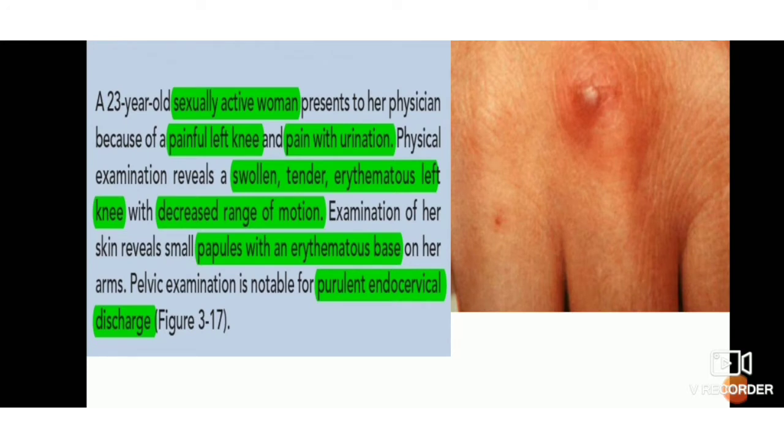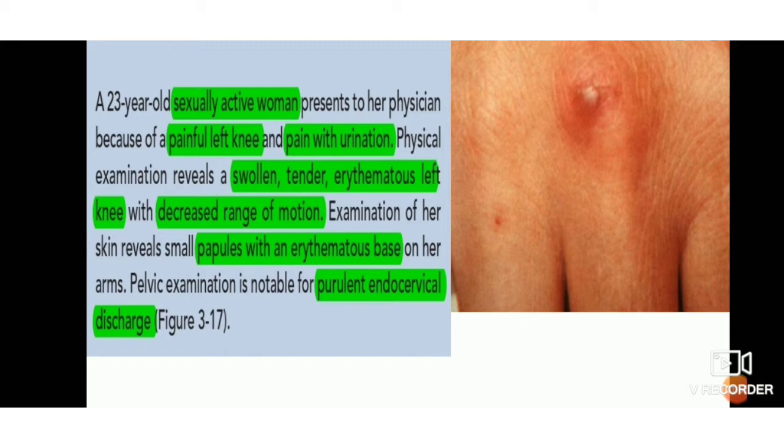Now, concentrating on our question, we have to look at the points: sexually active woman, painful left knee, pain with urination, and swollen tender erythematous left knee pointing towards arthritis. Then papules with an erythematous base on her arms, and in the pelvic examination she is showing a discharge. So the vaginal infection causing discharge and dysuria, and the organism has also disseminated to form skin lesions.